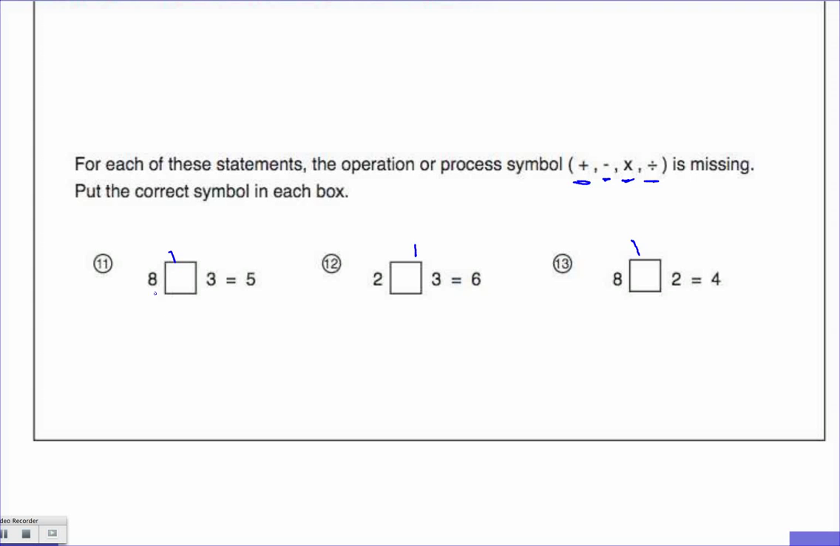All right, 8 something 3 is equal to 5. Obviously, 8 minus 3 is 5. You should have put a minus sign in there. 2 something 3 is 6. Well, 2 times 3 is 6, so that's the correct answer there. And 8 something 2 is 4. 8 divided by 2 is 4. You should have put a divided symbol in there. If you missed any of those, go ahead and fix them.